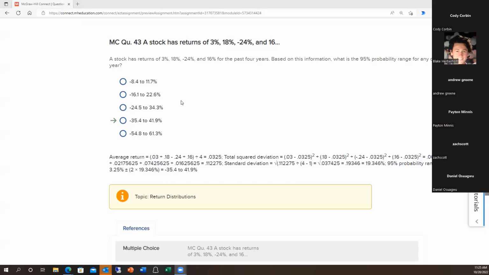There we are, minus 35.4 to 41.9%. So we got very, very close, and there aren't any answers that are closer than that. Okay, so what were the steps? This is a multiple step problem.